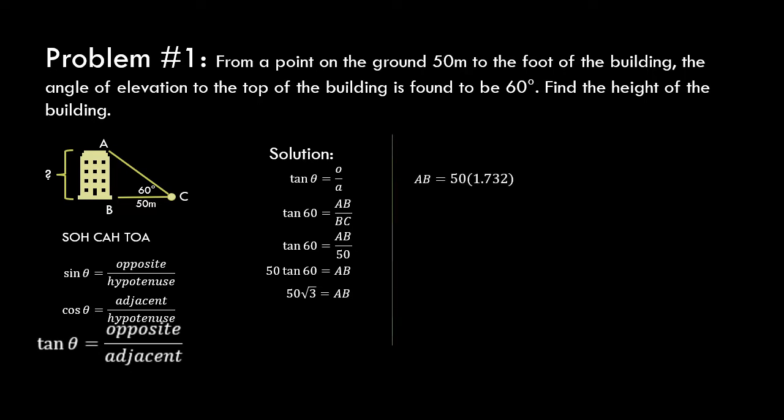And the approximation value of square root of 3 is 1.732. So in the calculator, if you input this, you're going to get directly the answer. But for others who don't have a calculator, I got the approximation of square root of 3, which is 1.732. Now you multiply that by 50, you're going to get a value of 86.6. So the height of the building is 86.6 meters.